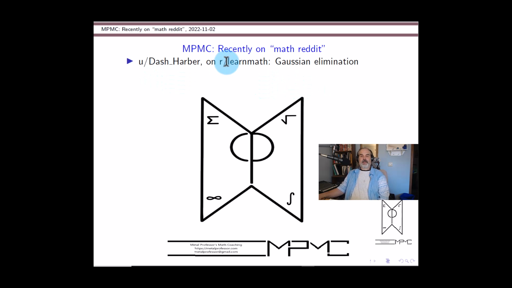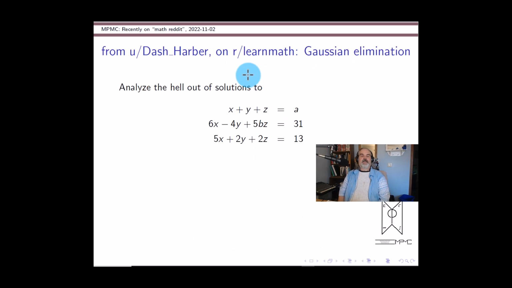Anyway, it comes from the Learn Math subreddit, and the question was posed as follows. Well, not quite like this, but the spirit of the problem is to analyze the hell out of the solutions to this given system of 3 equations and 3 unknowns. Meaning there are these mystery values A and B in this system, and the idea is to diagnose the system to see what happens with A and B if we want to have no solutions or infinitely many. How can A and B be tuning dials to generate certain results?